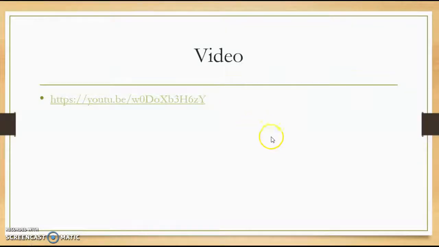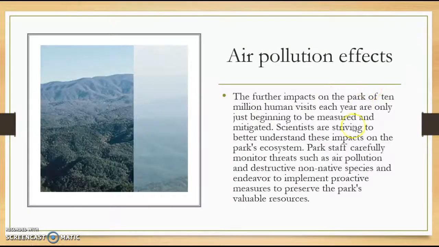So as you can see, the air pollution is a big problem at the Great Smoky Mountains. The effects could be from the tens of millions of people that visit each year, and they're starting to be measured and mitigated. Scientists are striving to better understand these impacts on the park's ecosystem. Park staff carefully monitor threats such as air pollution and destructive non-native species.